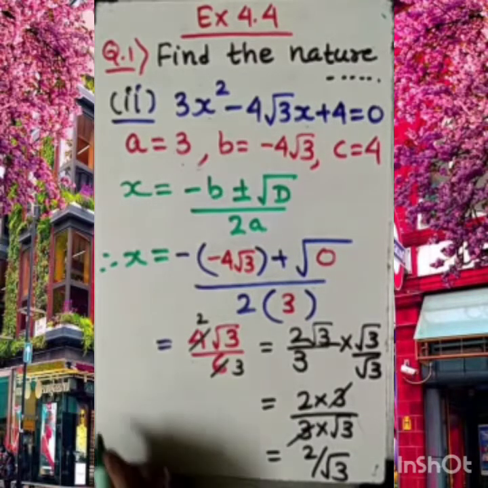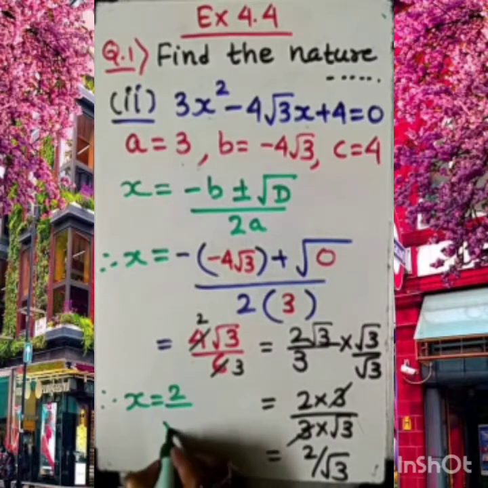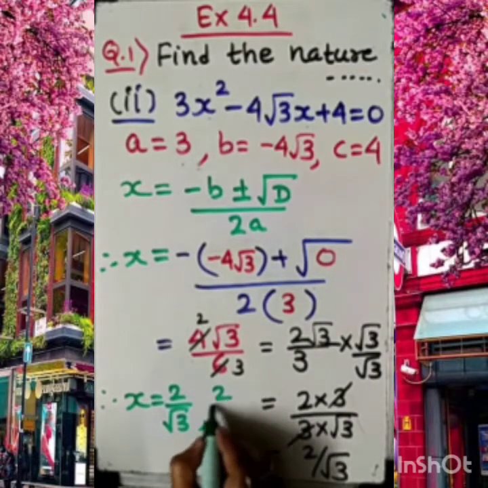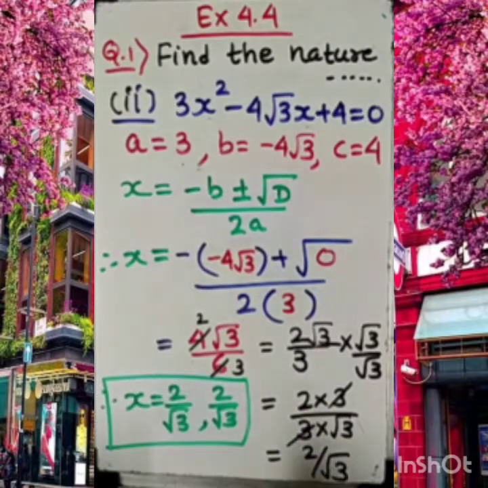Therefore, x = 2/√3, 2/√3. This is the solution of this given quadratic equation because it has two real roots. Now we work out the third. Let's see how to do it.